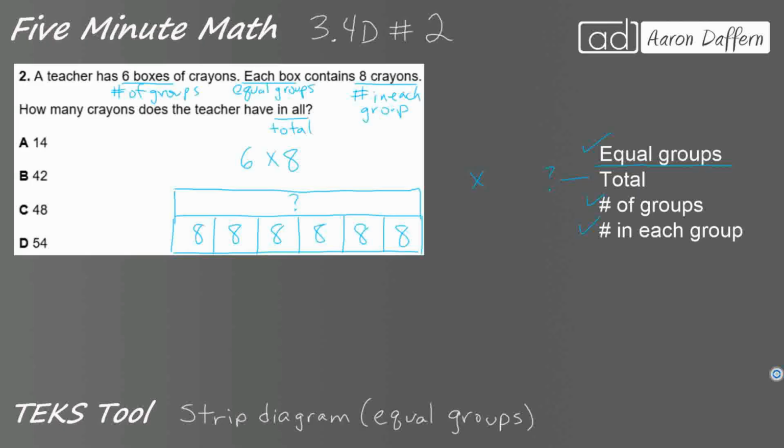If we need to break it apart, if we need to do 3 times 8 and 3 times 8 and add those up, we can do that. That's 24 and 24. Break that 6 into 3 and 3. Either way, our answer here is going to be C, 48 crayons.